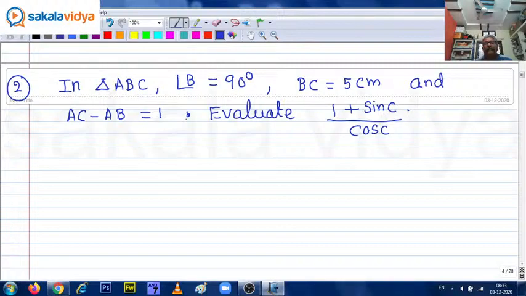After that, from the triangle, find sin C and cos C. Substitute in 1 plus sin C upon cos C. You will get the answer.